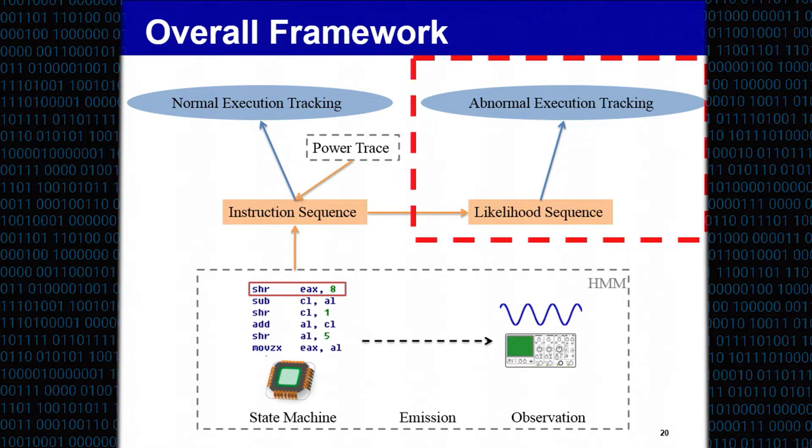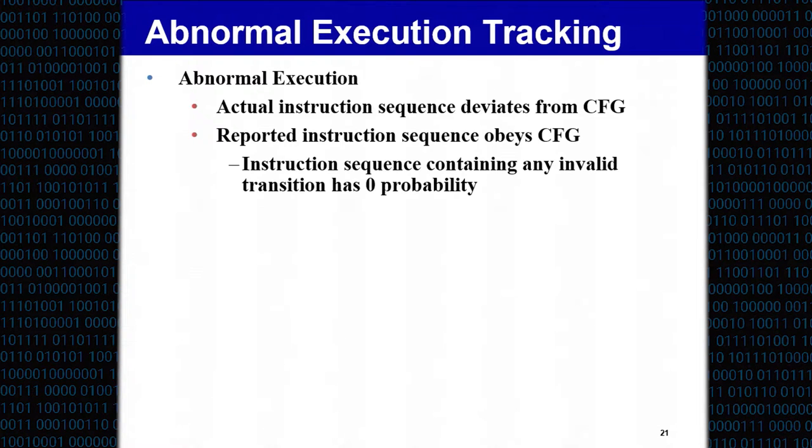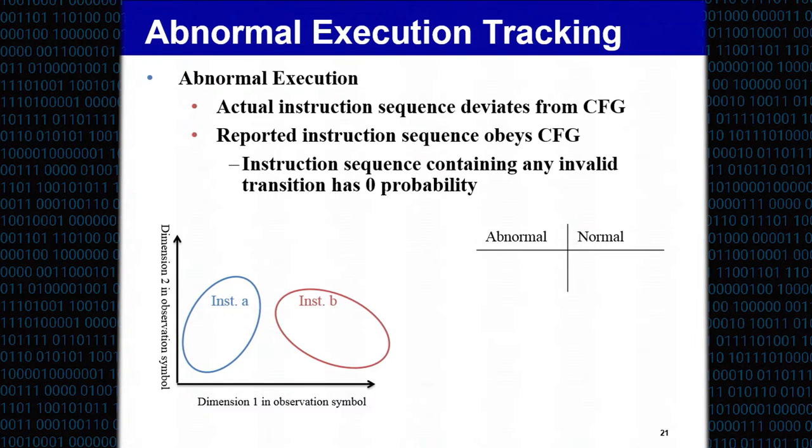To answer the abnormal execution tracking problem, we propose to check the likelihood of reported instructions. When the execution is abnormal, the actual instruction sequence must deviate from the control flow graph. However, HMM can only report an instruction sequence that obeys the CFG. This is because if one instruction sequence contains any invalid transition, it always has zero probability during the Viterbi calculation. So if execution is abnormal, it means some observation generated by the actual instruction execution is incorrectly recognized as a wrong instruction in the reported sequence.